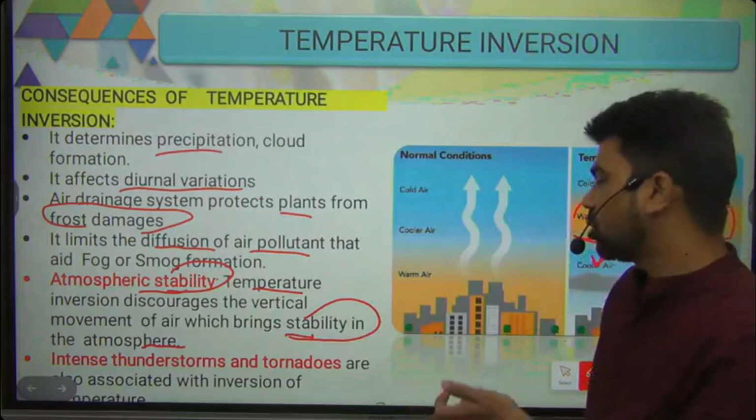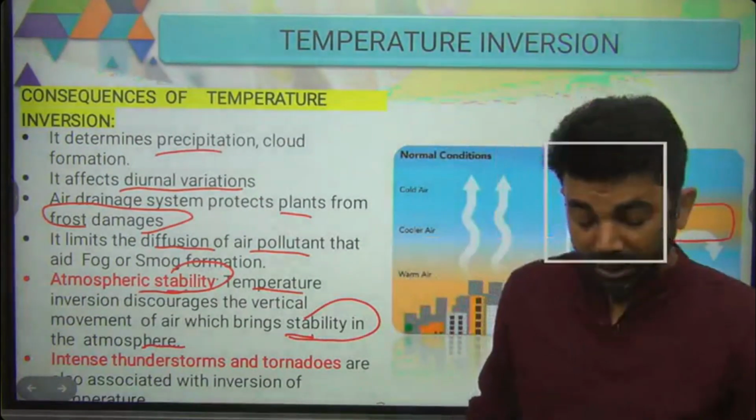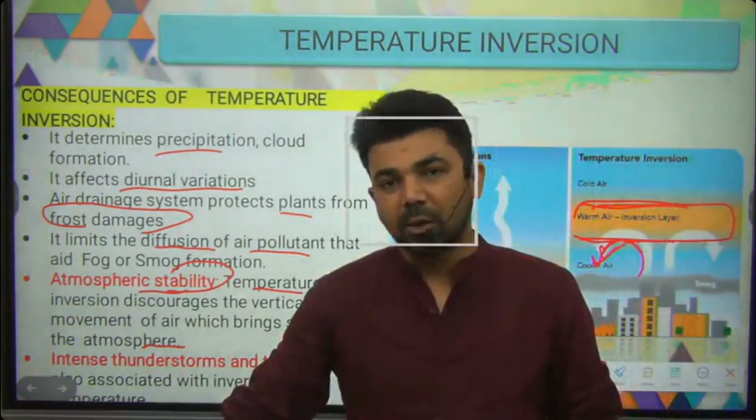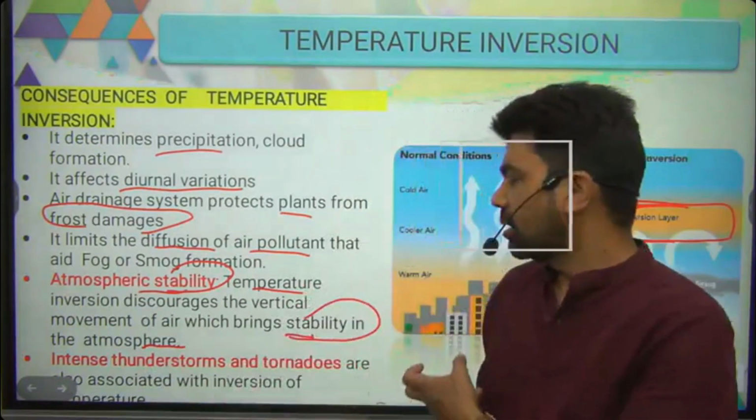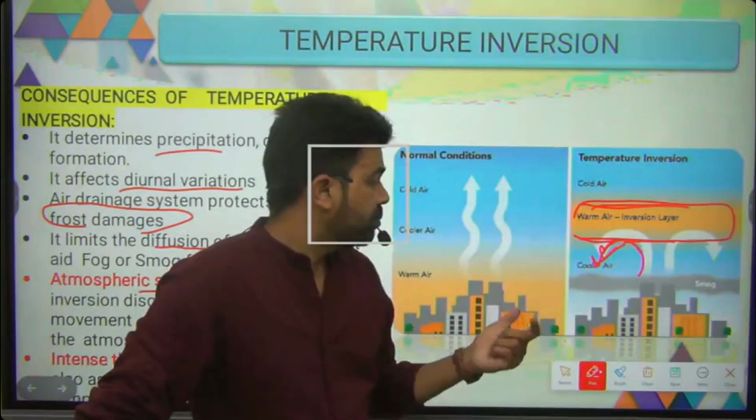Intense thunderstorms and tornadoes are also associated with inversion of temperatures. As I mentioned, like the temperate cyclones or thunderstorms. These are tornadoes. Tornadoes occur in China and America.